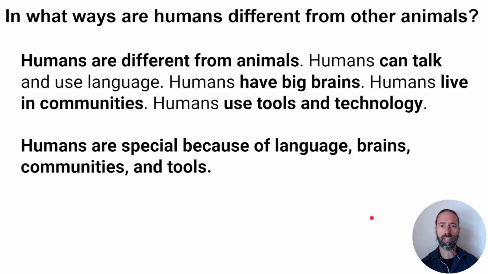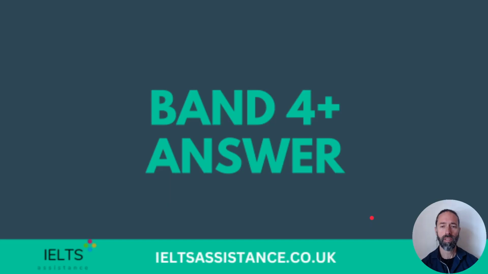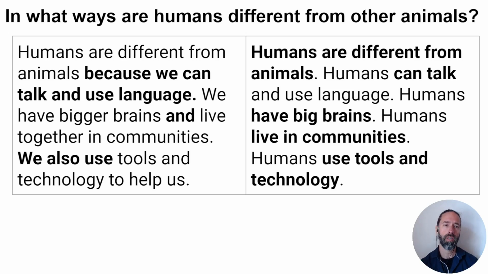So let's have a look at the next one. Band 4 speaking plus answer. In what ways are humans different from animals? Again, this is kind of the old example. Humans are different from animals. Humans can talk and use language. It's the same thing here. Humans are different from animals because we can talk and use language.